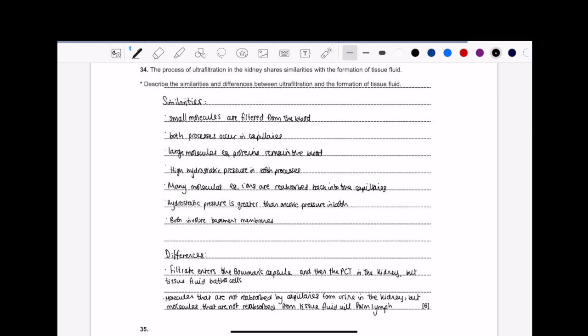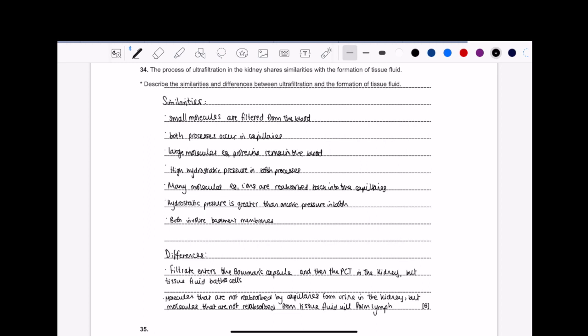Next different point is that the molecules are not reabsorbed by capillaries from urine in the kidney, but molecules that are not reabsorbed from tissue fluid will form lymph. Again, it's a step-by-step process, which has caused the comparison between both the processes, right? So in ultrafiltration, the molecules aren't reabsorbed by the capillaries from the urine. But with tissue fluid, the molecules that are not reabsorbed form lymph, they go into the lymphatic system essentially. So that was a lot, right?